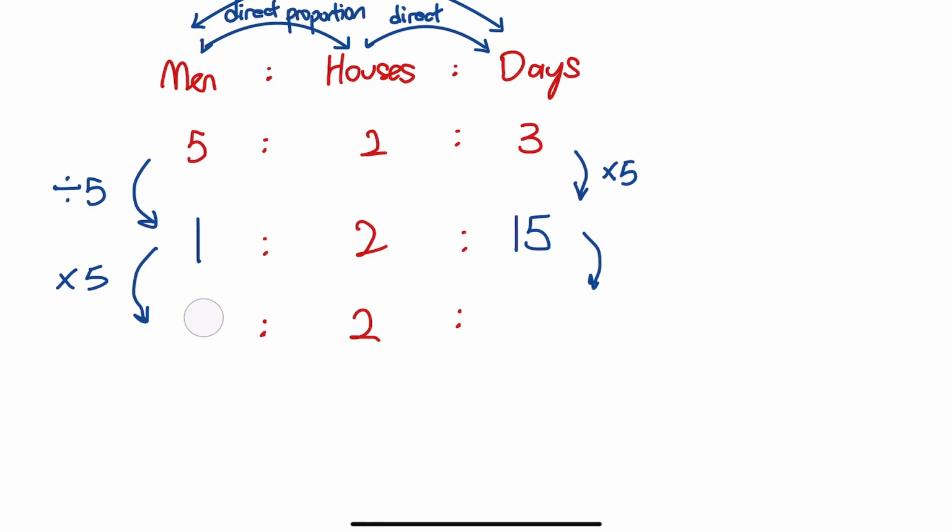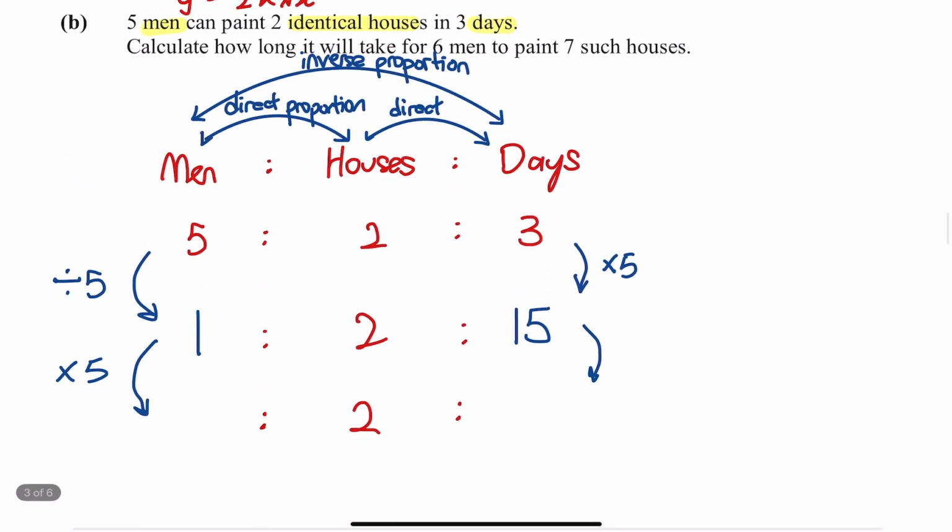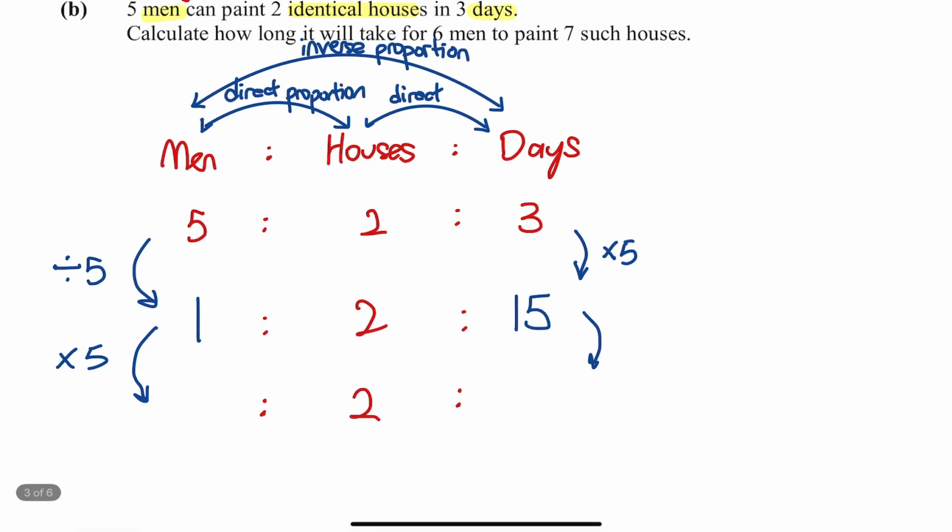What am I doing? I want to get 6 men, so over here should be times 6, okay? Times 6, I want to get 6 men. Therefore, my days I have to divide by 6. So over here, I have to take 15 divided by 6. Okay? Then I'll get over here 2.5 days. Alright, so now I got 6 men.